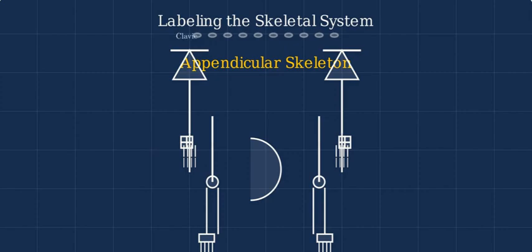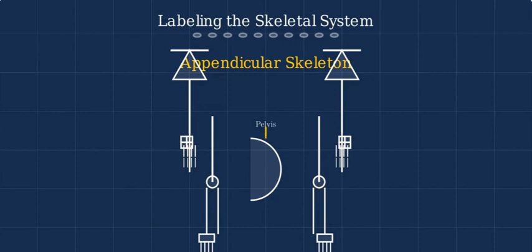Now let's look at the appendicular skeleton, which includes the limbs and their attachments to the axial skeleton. The clavicle, or collarbone, connects the sternum to the scapula. The scapula, commonly known as the shoulder blade, connects to the humerus. The humerus is the upper arm bone, connecting the shoulder to the elbow. The forearm contains two bones, the radius on the thumb side and the ulna on the pinky side. The wrist contains small bones called carpals, followed by the metacarpals in the palm and the phalanges in the fingers.